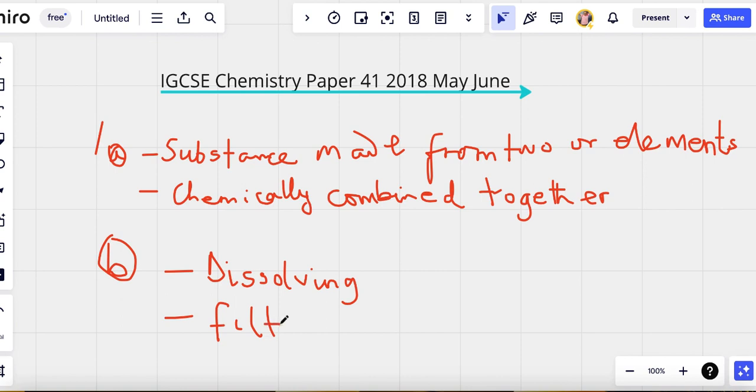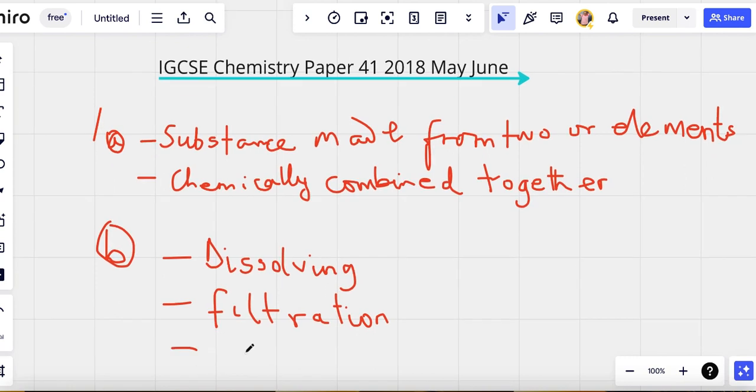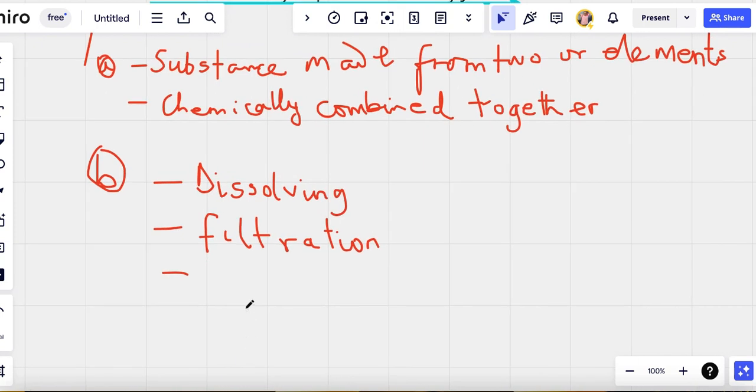The next scientific process, in order to separate the salt from the water, is to crystallize. After filtration, you crystallize it so that you can get your salt back. You heat it. So we say you crystallize or you evaporate. We either say crystallization or evaporation, because it's the same process.